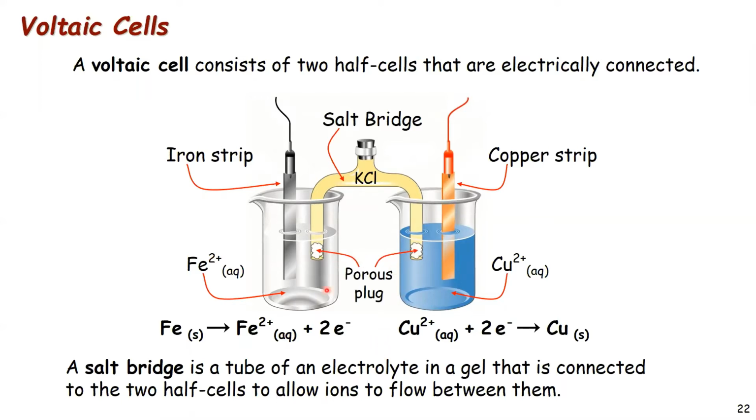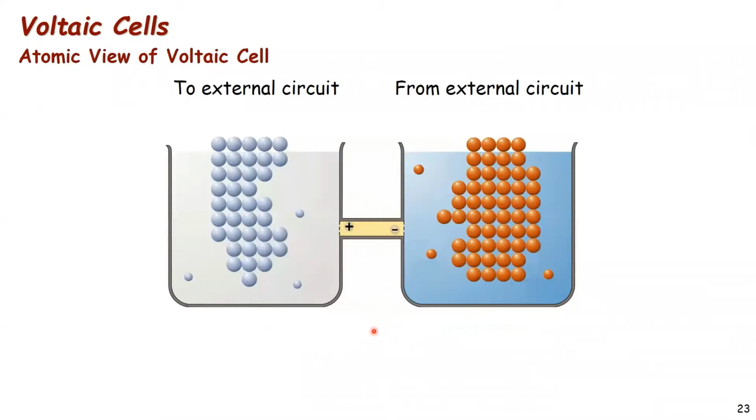And that's what we call the porous plug. Okay, so what's happening? So here we have our iron, here we have our copper. Again, there's our iron electrode, our iron atoms, the individual iron atoms. There's our copper electrode and the individual copper atoms.